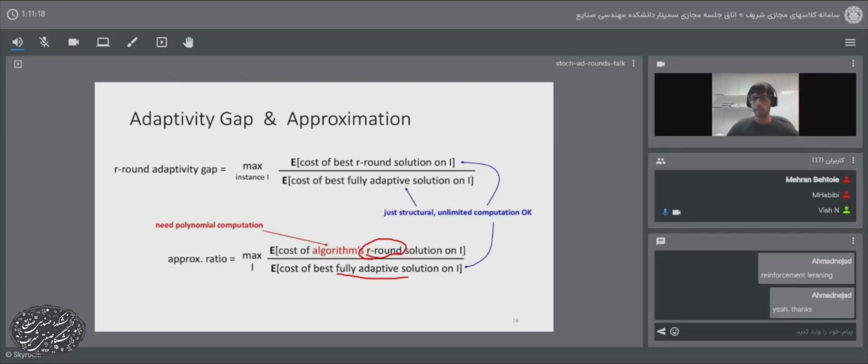So in the numerator here, the objective value of the algorithm needs to be something that you can find in polynomial time. But in the denominator, when you talk about a fully adaptive solution, we don't know how to identify these solutions in polynomial time. In fact, in many cases, we don't even know how to describe them using polynomial space, because these are stochastic dynamic programs with an exponential state space. So that's what we want to compare to.